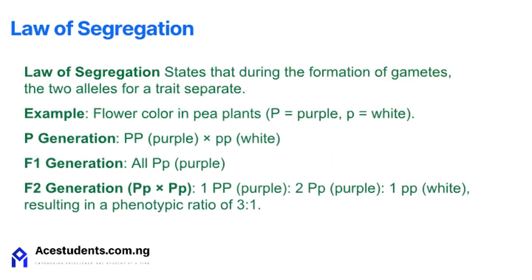The law of segregation states that during the formation of gametes, the two alleles for a trait separate. For example, in pea plants, if P purple is dominant and p white is recessive, crossing PP homozygous dominant purple with pp homozygous recessive white results in all Pp heterozygous purple offspring in the F1 generation. In the F2 generation, the ratio is 3 purple to 1 white.